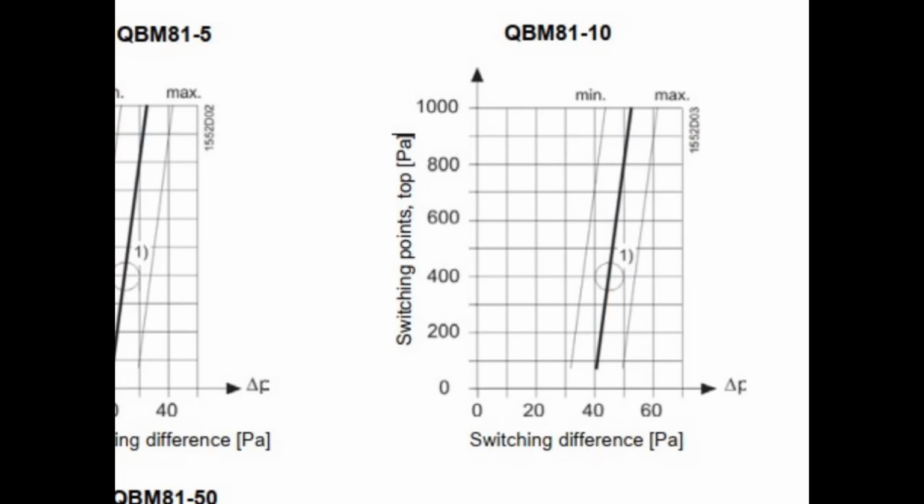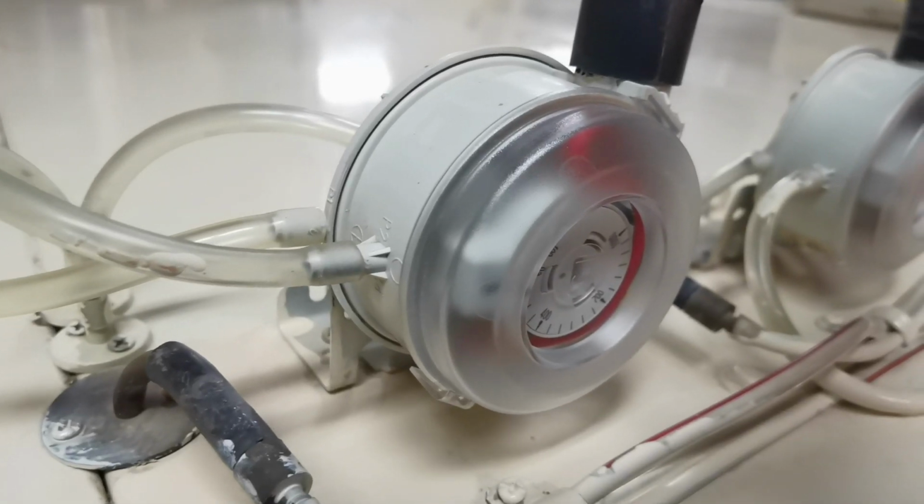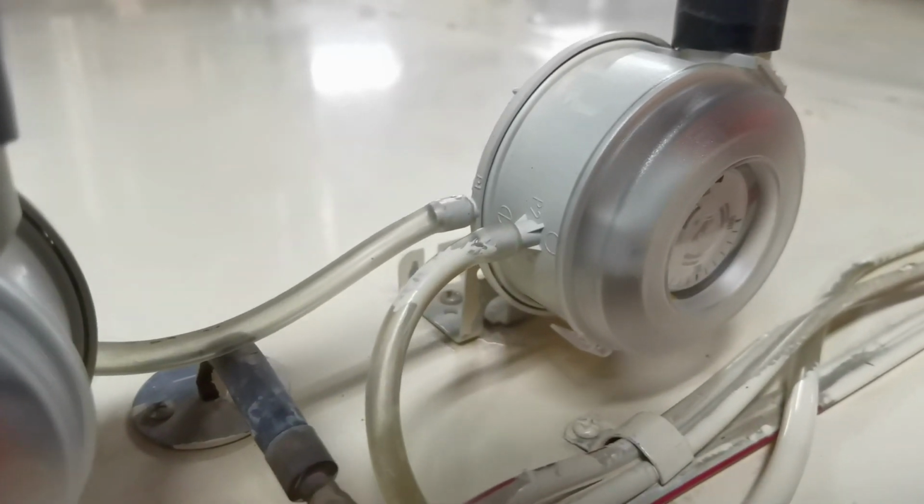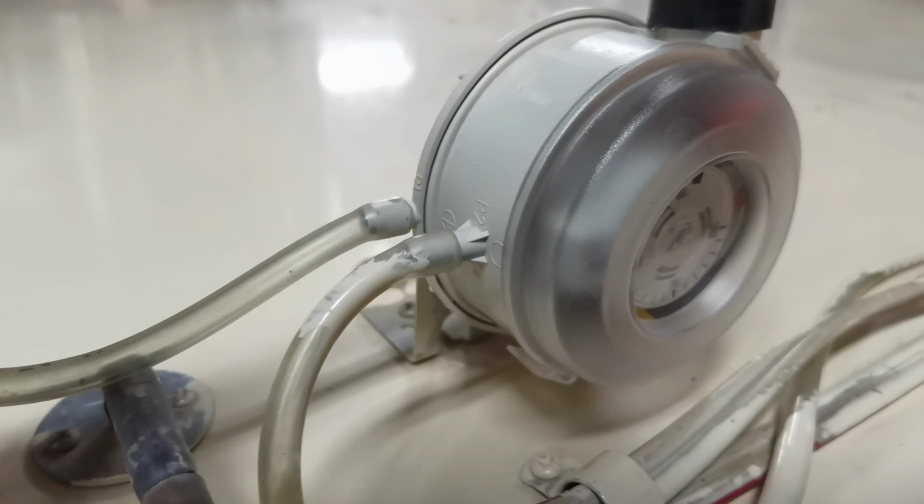Our set point for the differential pressure switch in our previous sample is 200 Pascal, which corresponds to a switching difference of 42 Pascal. So if the difference between the two air pressures of the filter before and after reaches 42 and above, the differential pressure switch will energize. So by using a differential pressure switch, we can monitor the status of the AHU filters.